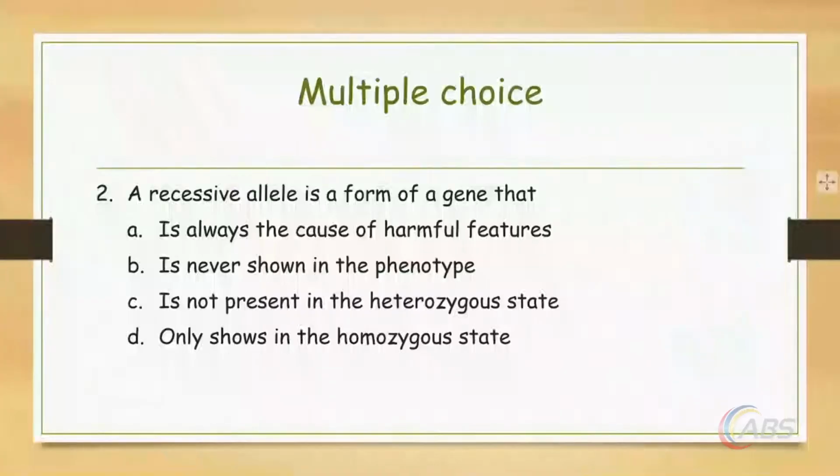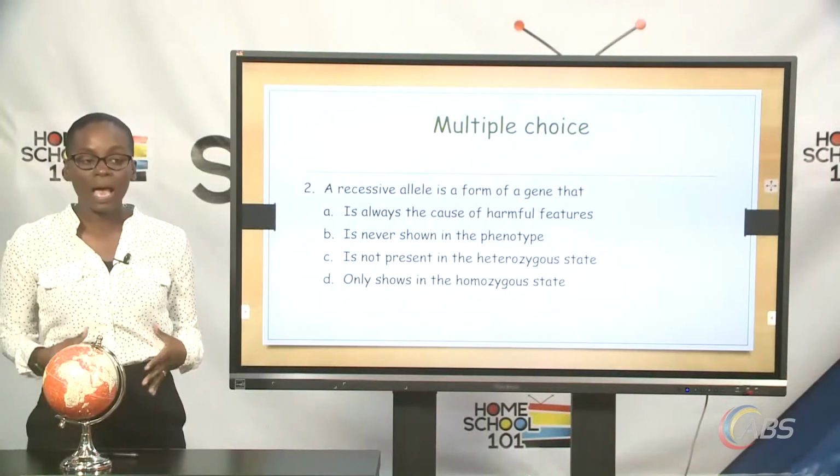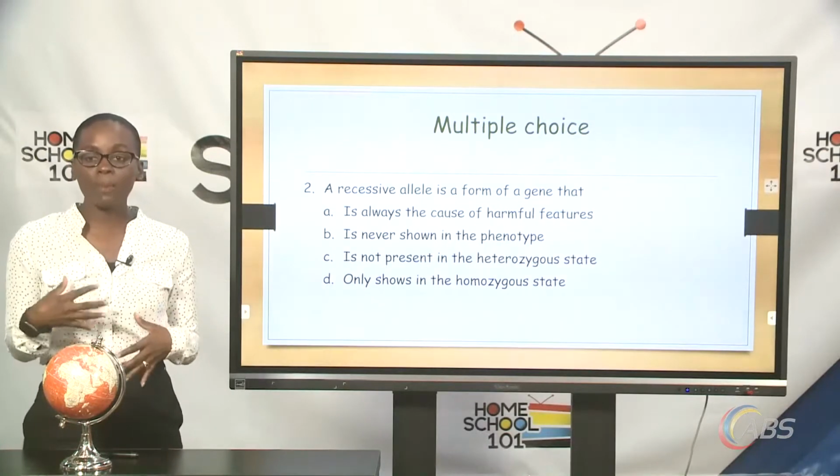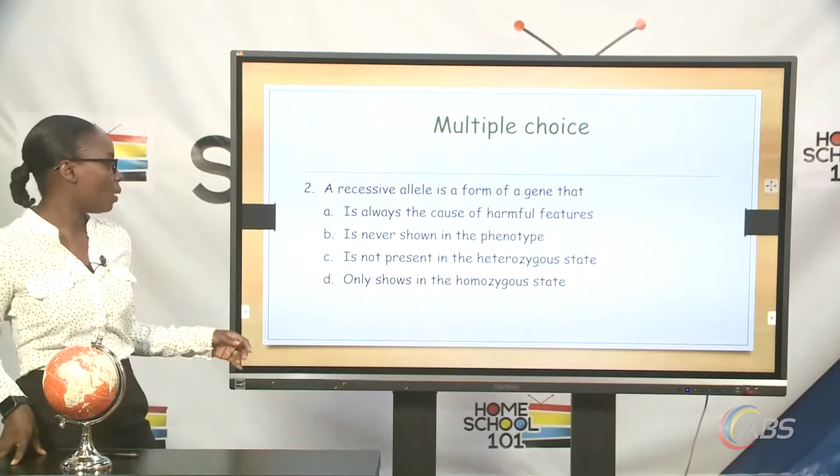Next question. A recessive allele is a form of a gene that is always the cause of harmful features, is never shown in the phenotype, is not present in the heterozygous state, or only shows in the homozygous state. And I'll give you like 5 seconds. 10 seconds was a little bit long. So 5 seconds, we're going to try and identify the correct answer. All right, so the answer is D. The recessive alleles are only shown in the homozygous state because remember, they are recessive and they would only be phenotypically represented when both the alleles come from the recessive.